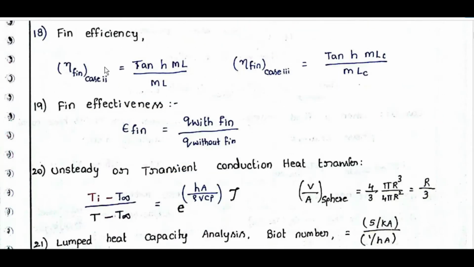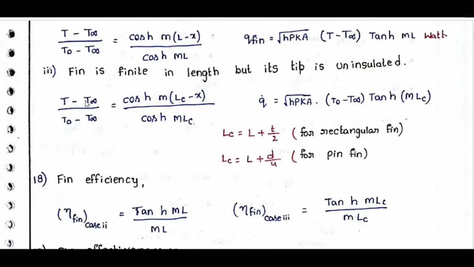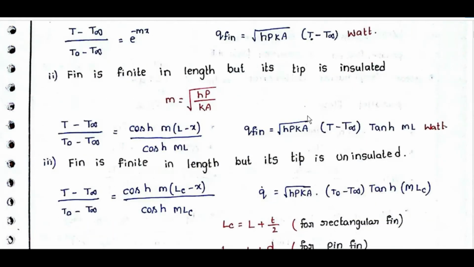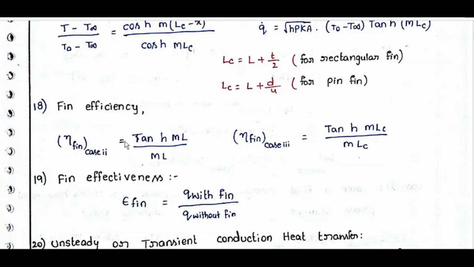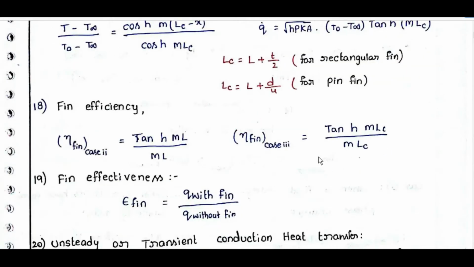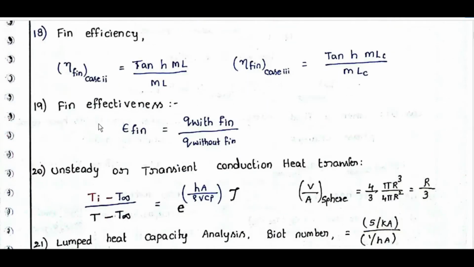Fin efficiency eta fin, case 2, which means the fin is of finite length but its tip is insulated. Then it is tanh(mL) by mL. Eta fin case 3, that is uninsulated, tanh(mLc) by mLc. Fin effectiveness is equal to Q with fin by Q without fin.